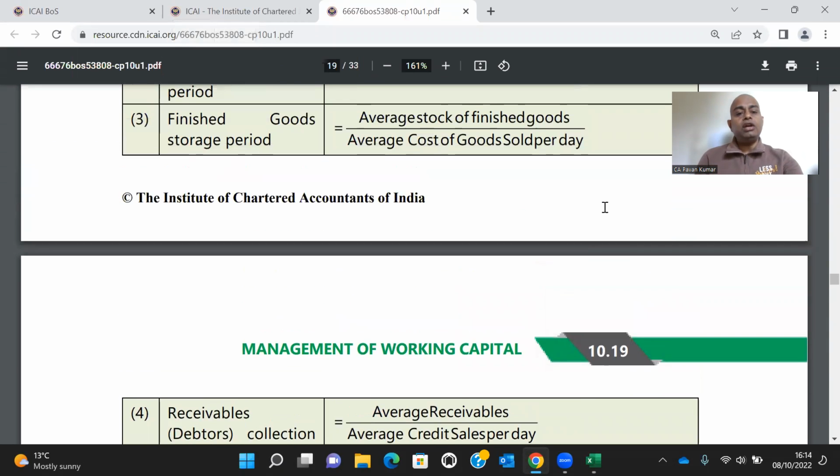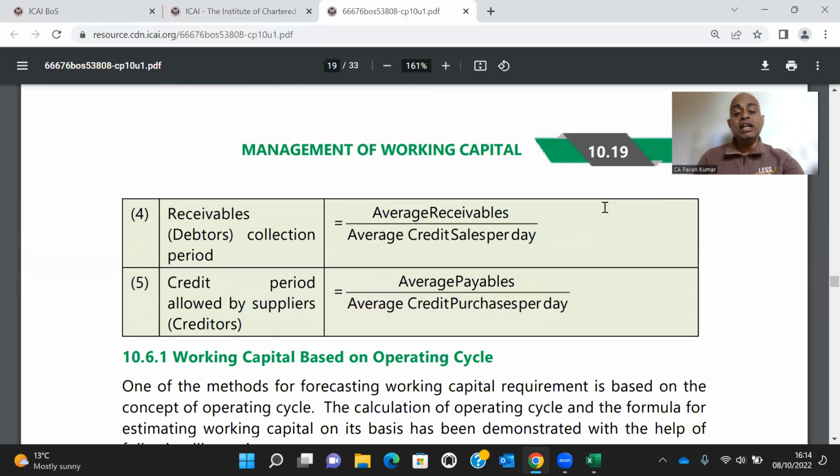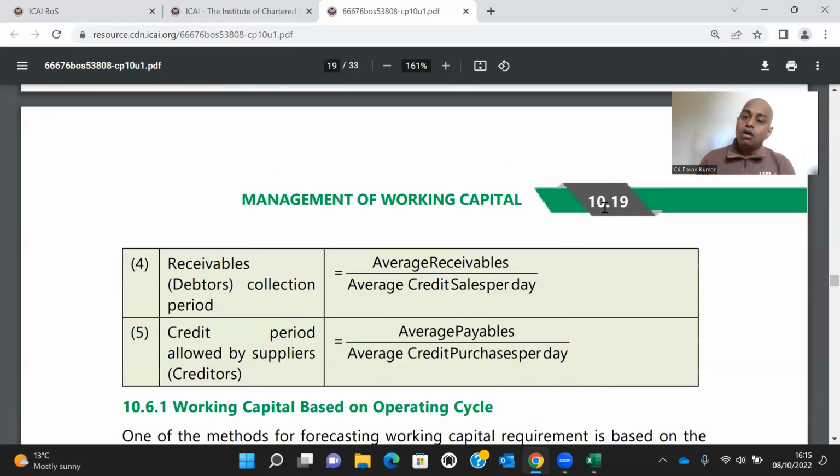So step 1, you need to calculate 1, 2, 3, 4, 5. Then calculate the operating cycle. How do you calculate the operating cycle? R plus W plus F plus D minus C. That's all. Shall we do one problem on this?